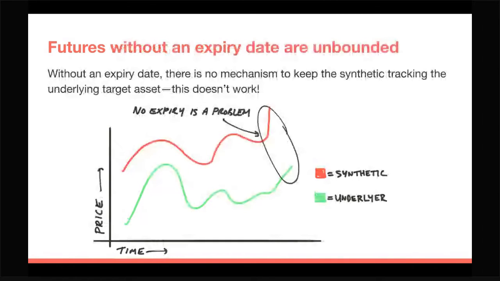If we don't have an expiry date, if we just purely say, hey, this thing doesn't expire, we have a big problem because there's now no mechanism to keep the synthetic from targeting or tracking the underlying asset. It just really doesn't work. Next slide.